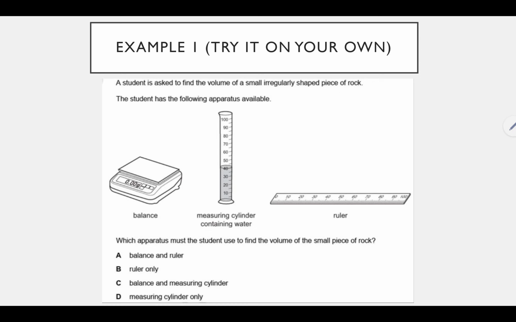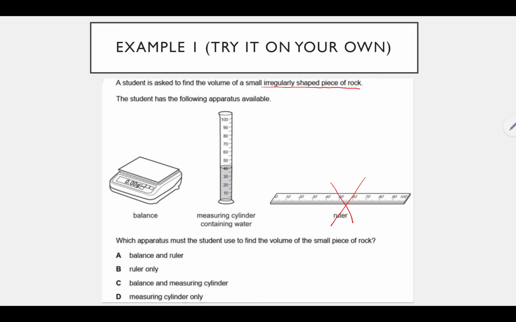Let's take an example. A student is asked to find the volume of a small, irregularly shaped piece of rock. They have a balance, a measuring cylinder containing water, and a ruler. Now, irregular shape. Remember we said an irregular shape, we do not need a ruler.